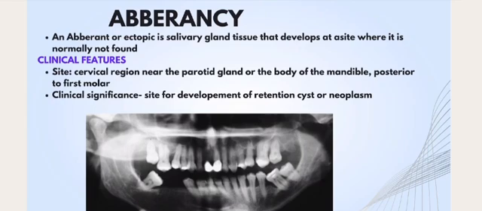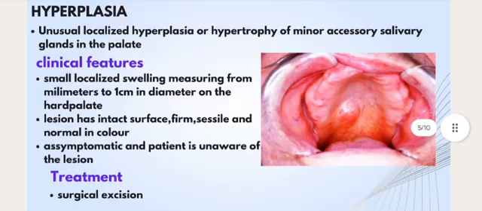Aberrancy. An aberrant or ectopic salivary gland is tissue that develops at a site where it is normally not found. Clinical features: it is usually seen at the cervical region near the parotid gland or duct, or at the body of the mandible posterior to the first molar. Clinical significance: it can be a site for the development of hyperplasia.